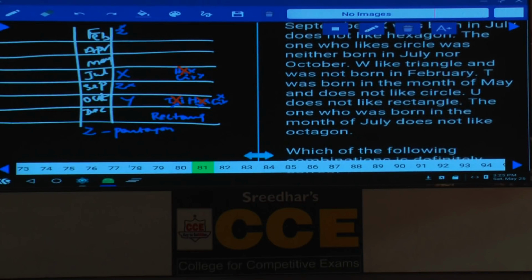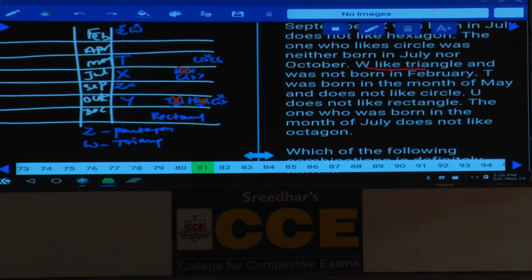And next one. W likes triangle and was not born in Feb. Now W is triangle, and this person was not born in Feb, and so W cannot be here, but not in Feb. And T was born in the month of May. Now this T was born in May and does not like circle.